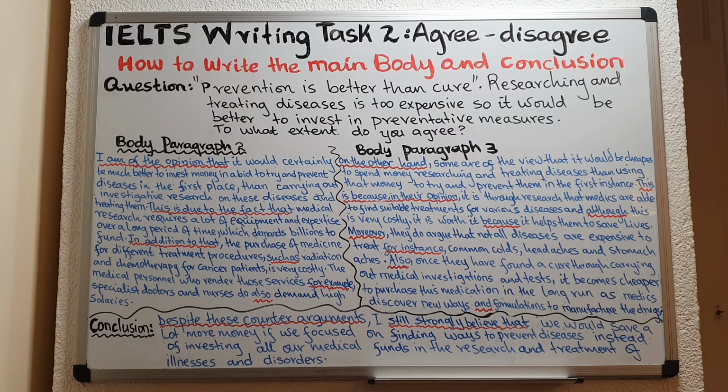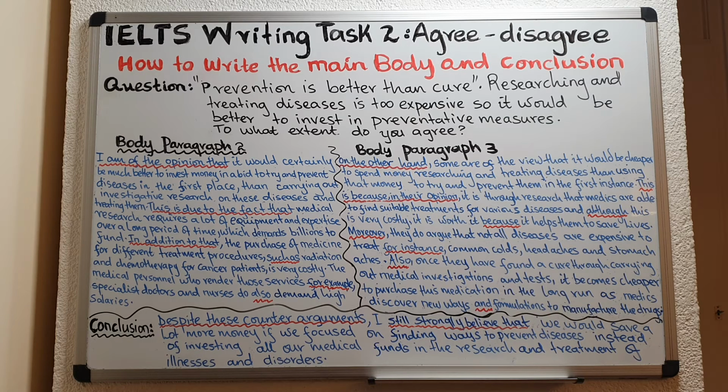Then my second point to support my opinion, I introduce it with a second connector. In addition to that, or linking word, in addition to that, comma, the purchase of medicine for different treatment procedures such as radiation and chemotherapy for cancer patients is very costly. So that is my second reason as to why I think it is better to invest in preventative measures. Because purchasing or buying of medicine for different treatment procedures is very costly.